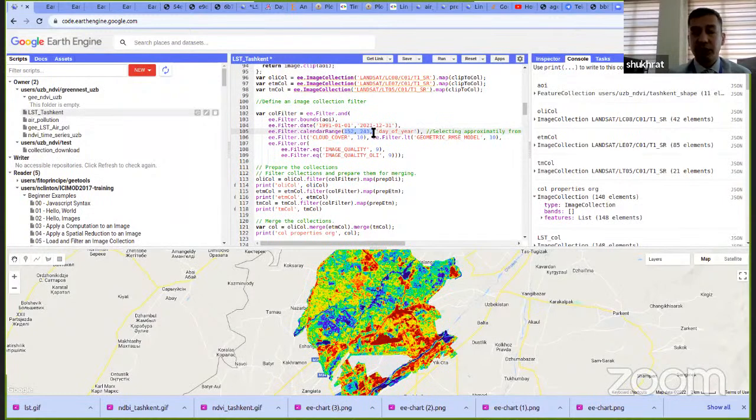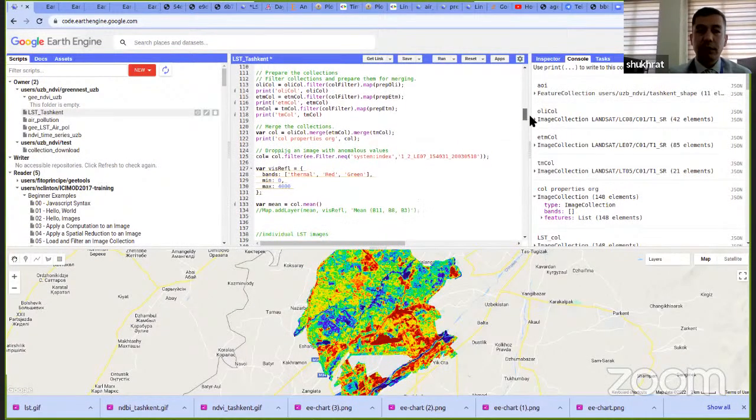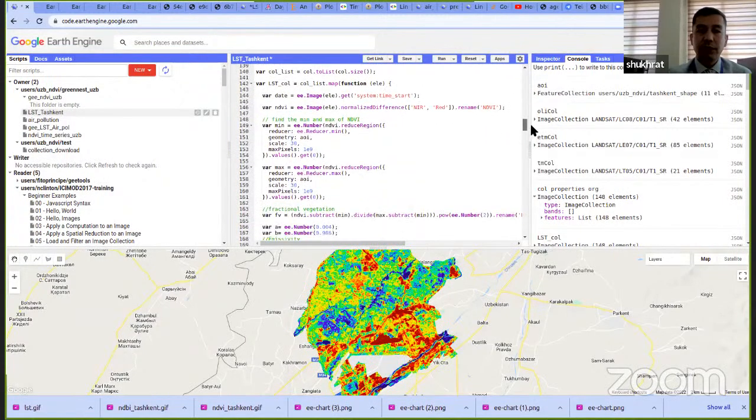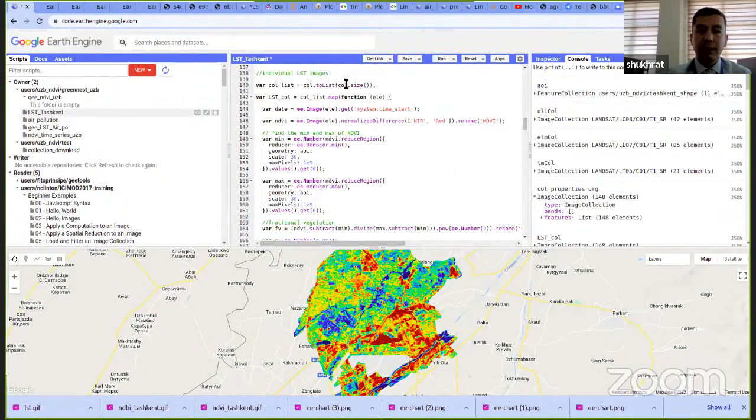Because I'm interested in vegetation cover, I took images from approximately May until August, when vegetation is very high, with cloud cover less than 10%, and so on. So there are filtering steps. Then I also calculated land surface temperature, because it's important to know how land surface temperature is changing in Tashkent city.